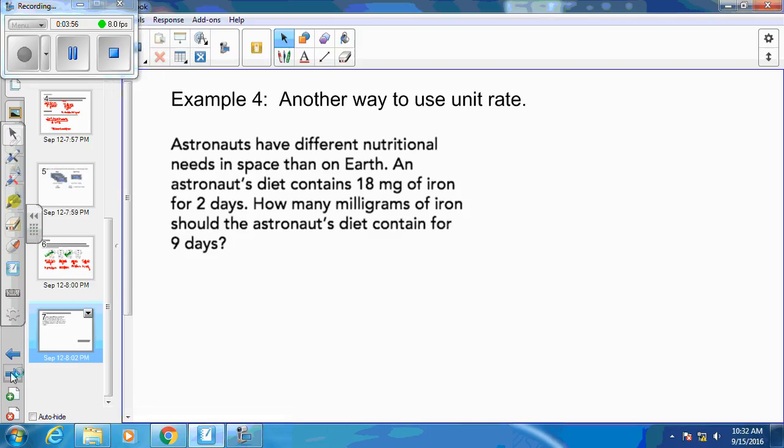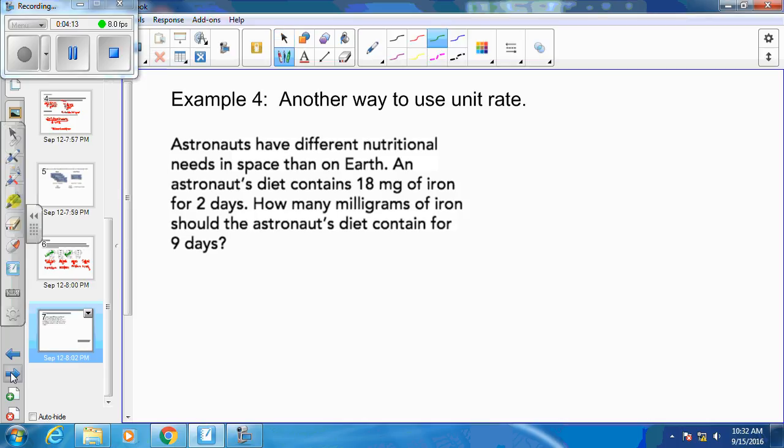The last example. Here's another way to use unit rate. Astronauts have different nutritional needs in space than on Earth. An astronaut's diet contains 18 milligrams of iron for 2 days. How many milligrams of iron should the astronaut's diet contain for 9 days?